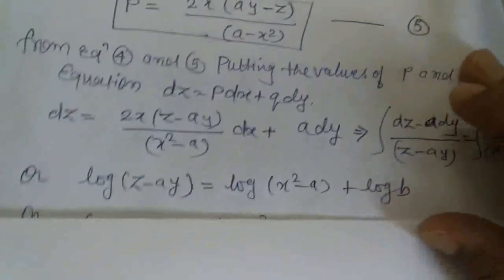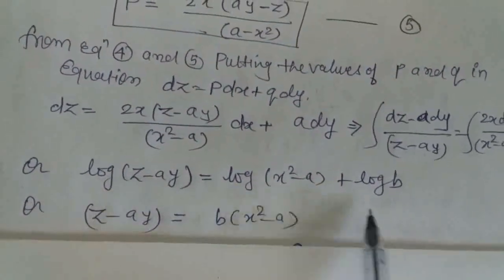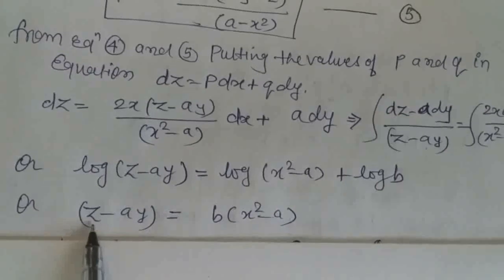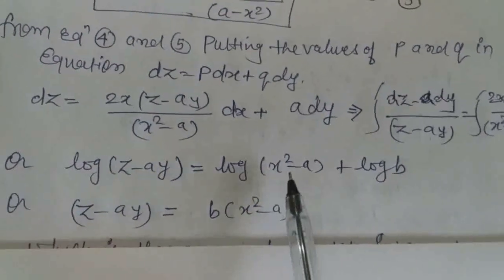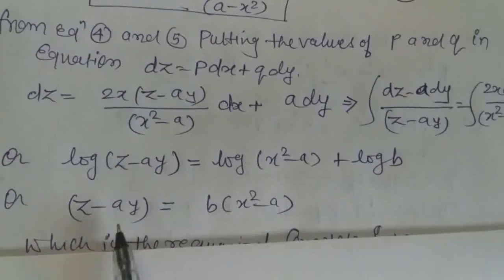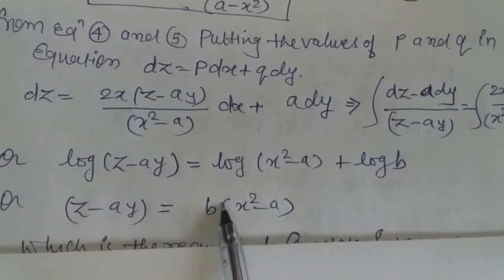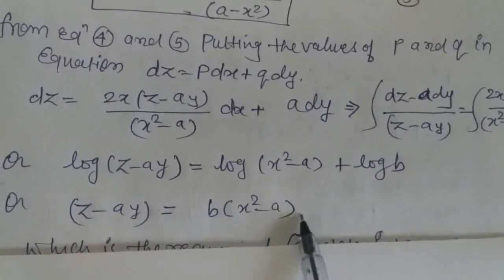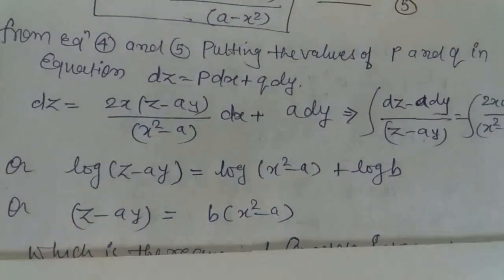Now using the properties of log, on the right hand side log m plus log n becomes log mn, and then the log cancels, we get z minus ay equal to b into x square minus a. So this is the complete integral of the given equation.